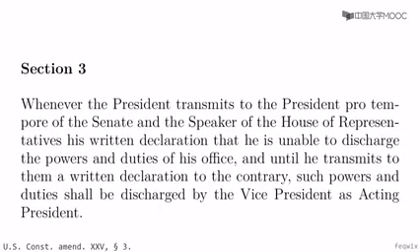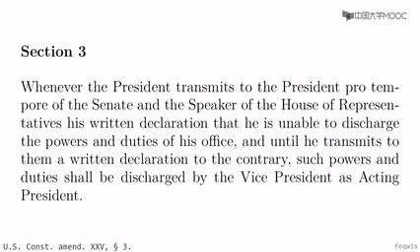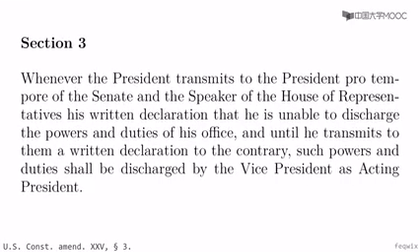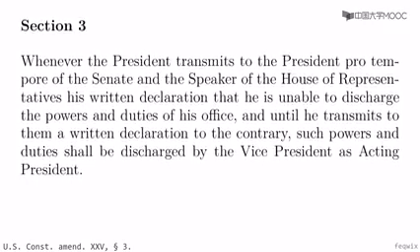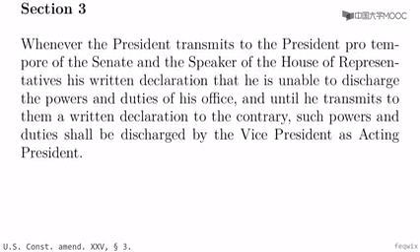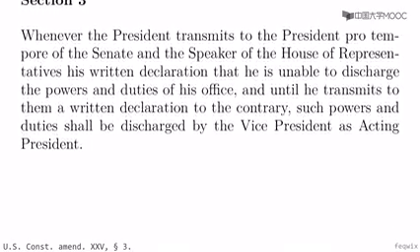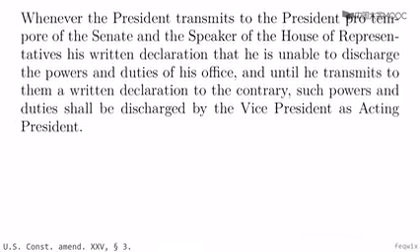Section 3. Whenever the President transmits to the President pro tempore of the Senate and the Speaker of the House of Representatives his written declaration that he is unable to discharge the powers and duties of his office, and until he transmits to them a written declaration to the contrary, such powers and duties shall be discharged by the Vice President as acting President.